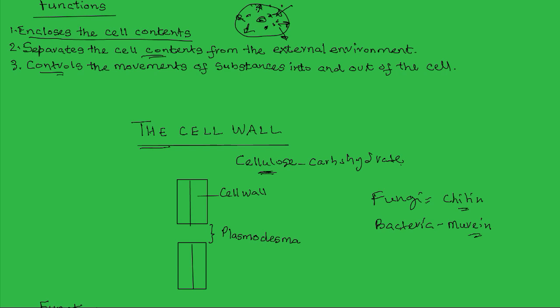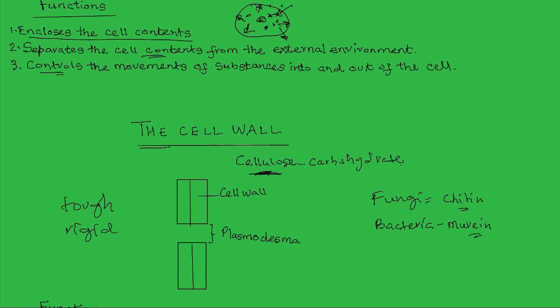As mentioned, the cell wall is made up of cellulose. This cellulose makes the cell wall tough and rigid. The cell wall is tough and rigid. However, it is freely permeable, allowing water, mineral salts, and other substances to pass through.